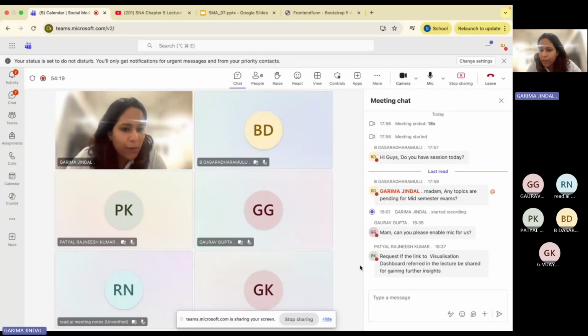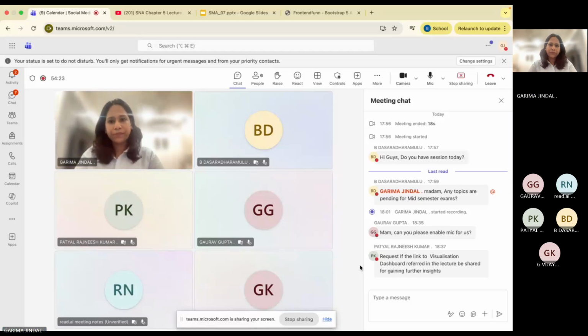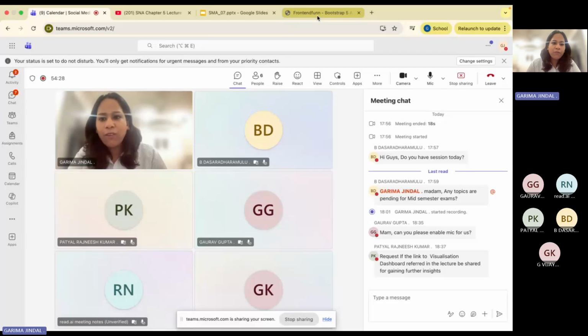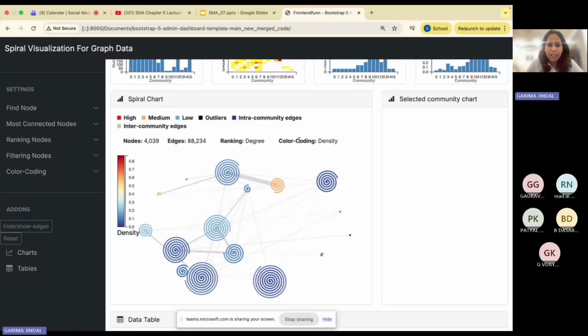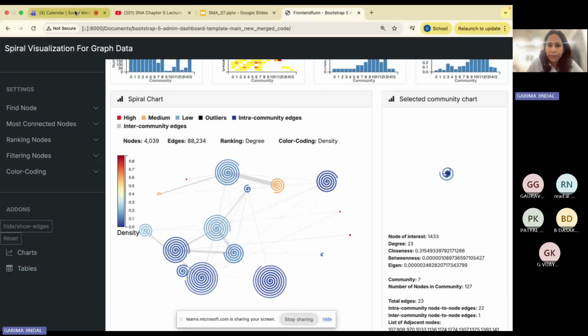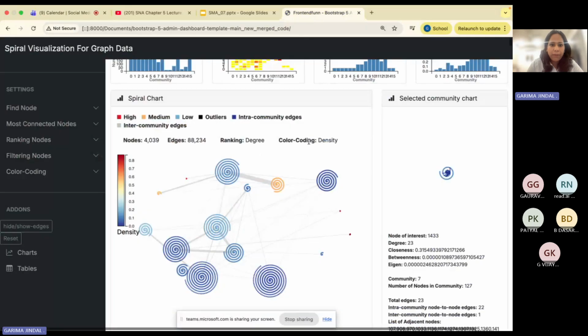Okay, so I have this request regarding the visualization dashboard. Let me show you one of the dashboards. Actually, the visualization on dynamic networks is not yet published, but I can show you another dashboard which is already published, and I also have a patent on this particular visualization. So, I hope my screen is visible to everyone.